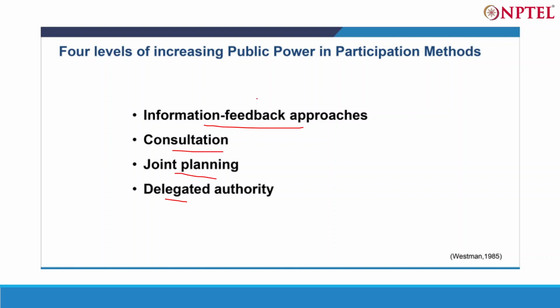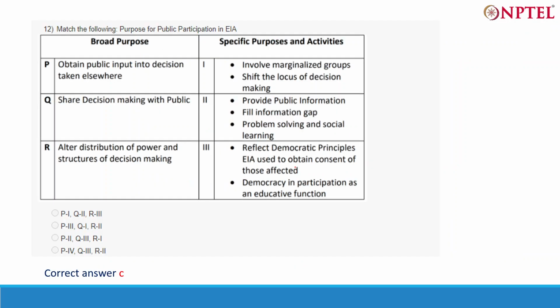Simple is key when we try to have public participation. First, we can seek information or feedback from the people directly. Then we can consult them. Then we can have joint planning with them. Otherwise, delegated authority: people can delegate their authority to representatives, and those representatives can come and take part in the participation.